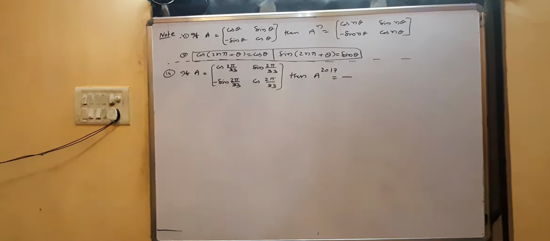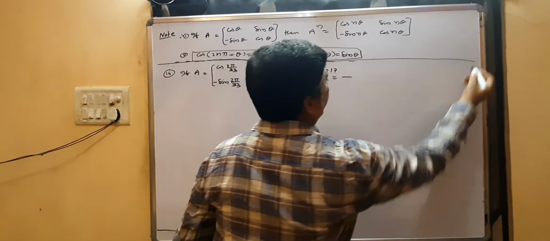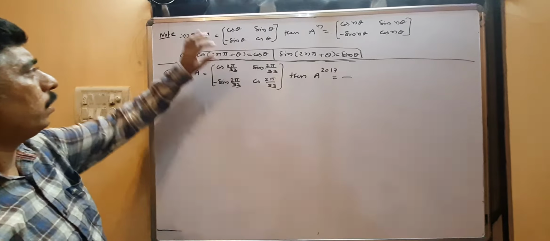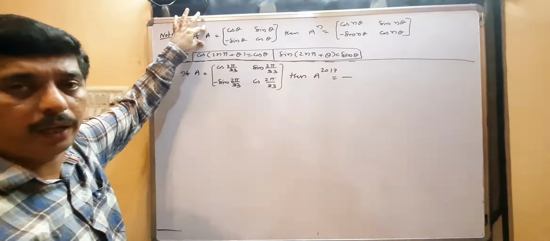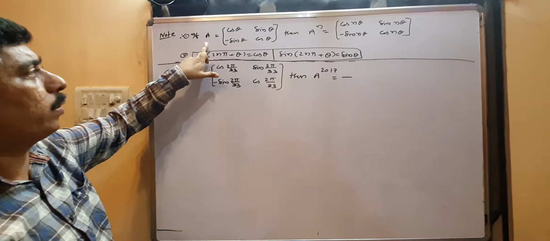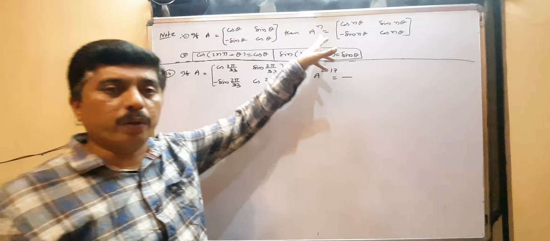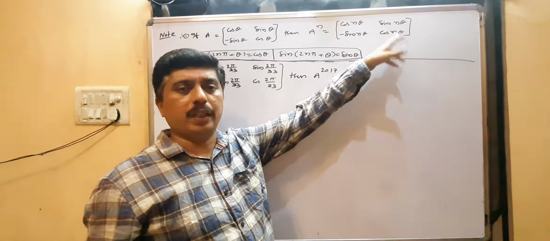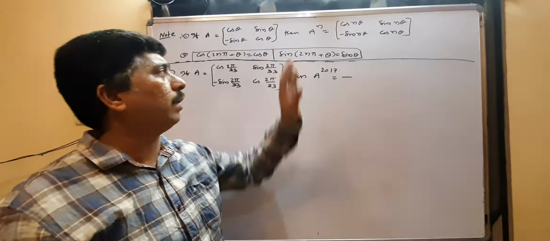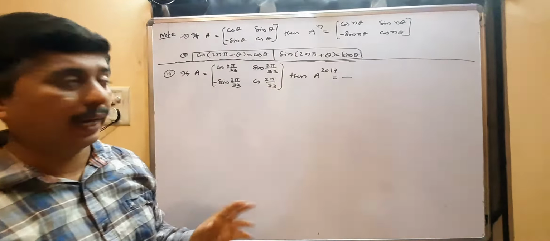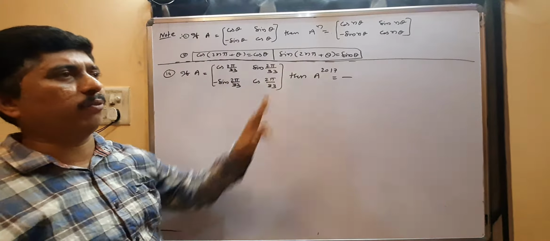Coming to the next question. This question was given in previous years' questions from an objective point of view. This point we already proved in the IPE subject. If A equals cos theta, sin theta, minus sin theta, cos theta, then A power n is cos n theta, sin n theta, minus sin n theta, cos n theta. By using mathematical induction we did that problem. Two days back I explained. Next, in this question you are using these two trigonometry formulas.